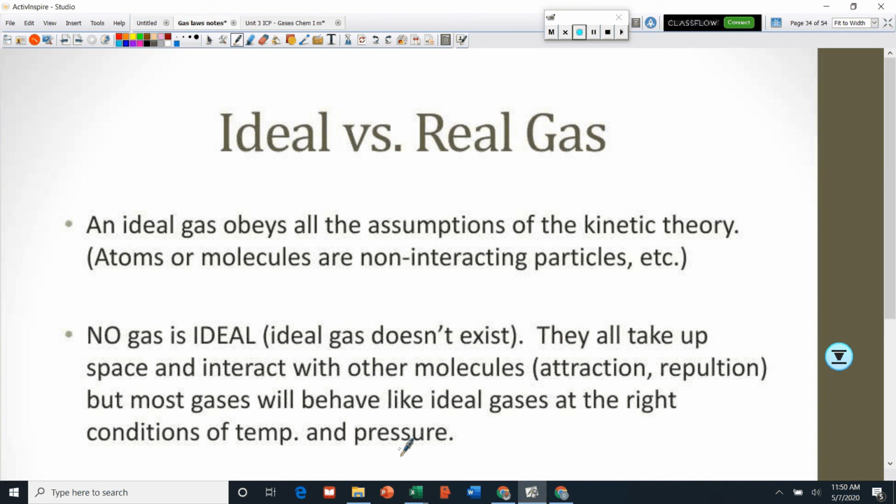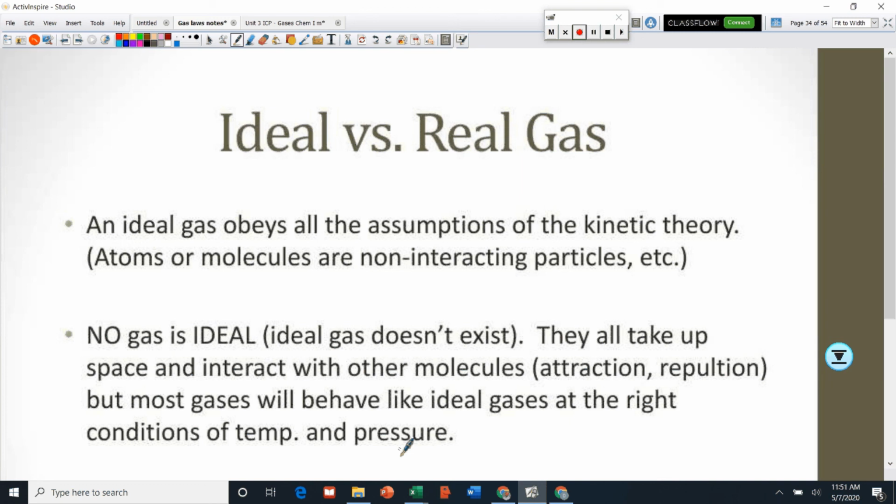But kinetic theory talks about atoms or molecules that are non-interacting particles. So in an ideal gas, it says that the atoms or molecules have no attraction for each other. So there's no such thing as intermolecular forces or anything like that.